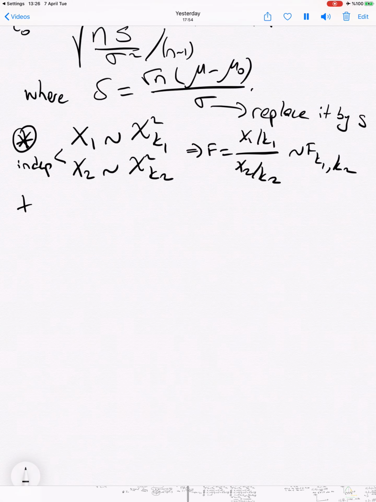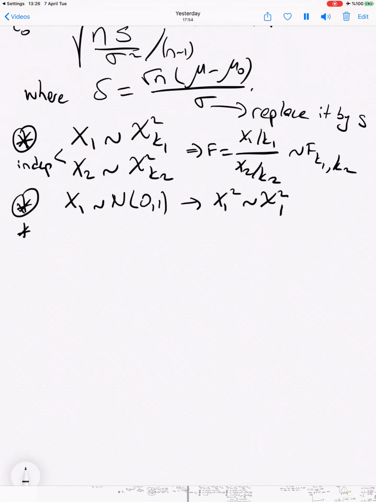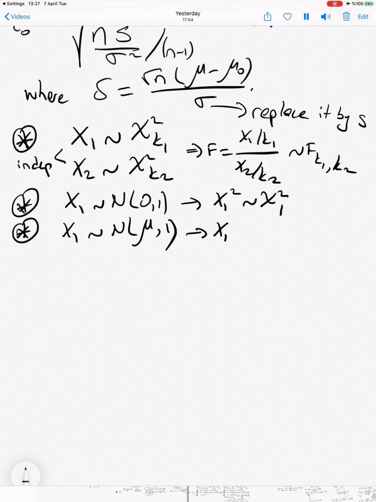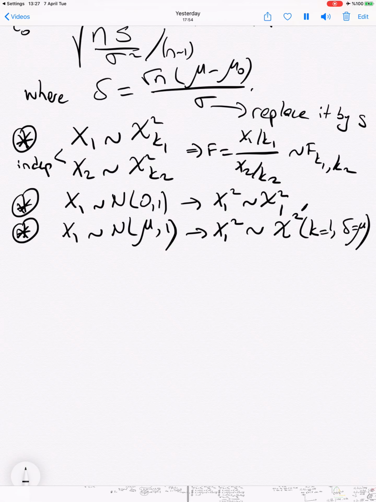But let's say we have x1, which is standard normal. Then the square of that will be chi-square with 1 degree of freedom. But if our x1 is a non-standard normal distribution like that, then the square of x1 is now non-central chi-square with degrees of freedom 1 and non-central parameter mu.